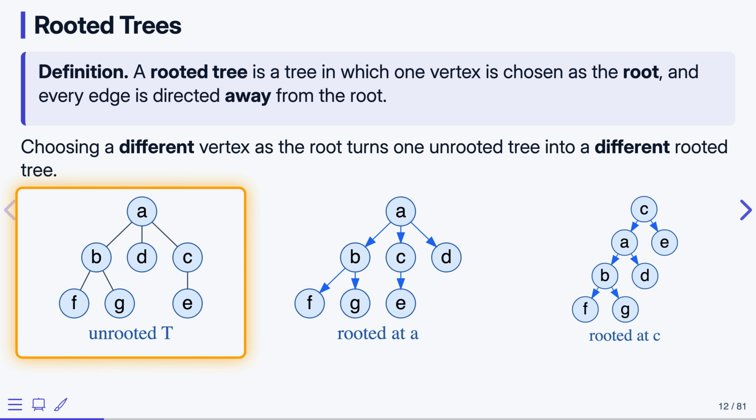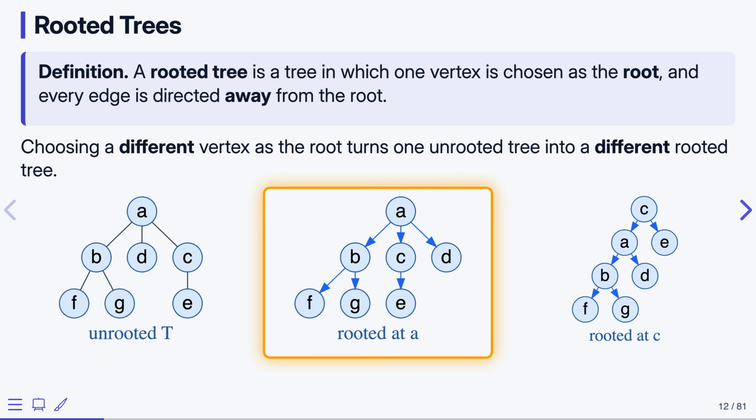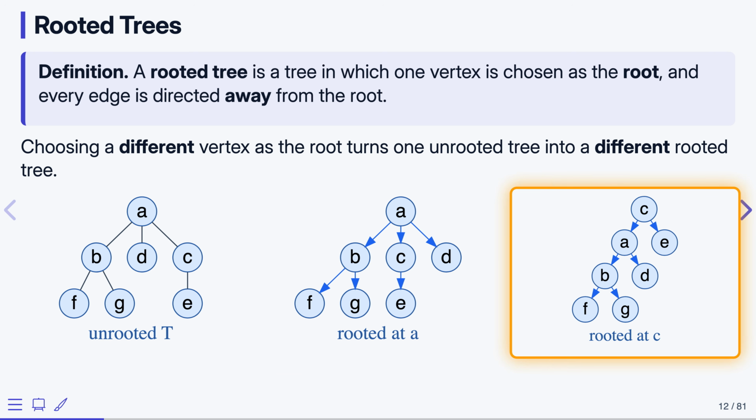The first picture is a plain, unrooted tree T. In the second one we picked A as the root, and the whole tree hangs down from A. In the third one we pick C instead, and now the tree hangs down from C, same dots, same edges, but a very different shape once we choose the top.